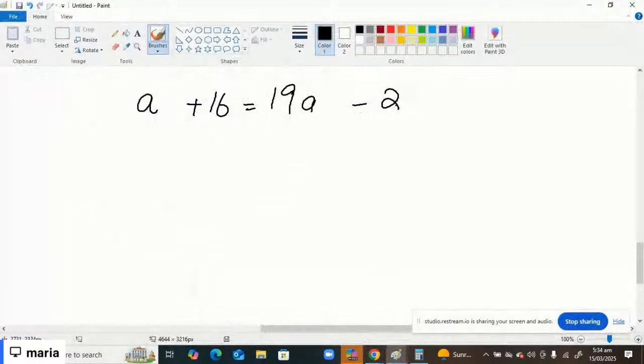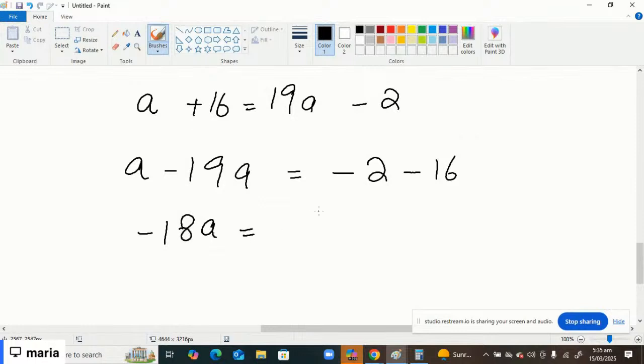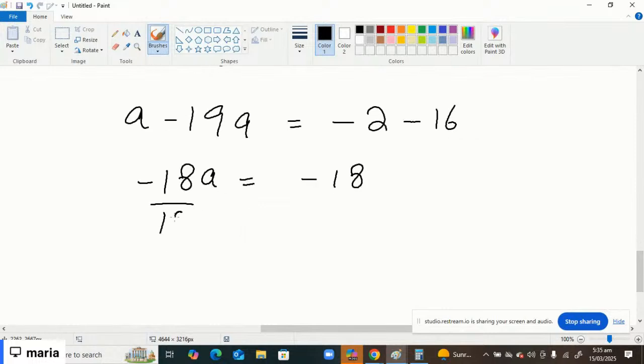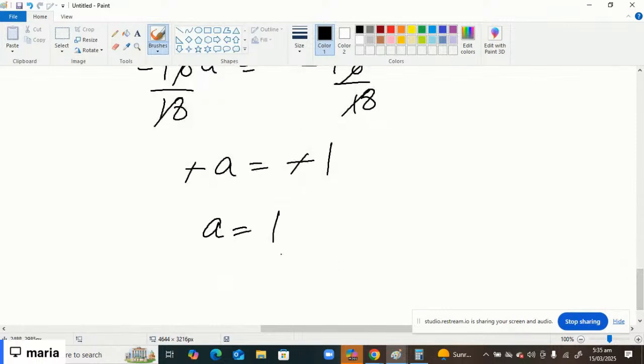So how can we combine the A terms? So just combining them out. This is A minus 19A. 19A is moving this way. And minus 2 minus 16. Okay. So A minus 19A, what is the answer? Minus 18A is equal to minus 18. Okay. Dividing both sides by 18. So this should cancel. Here, minus A is equal to minus 1. Minus minus signs cancel. So the value of A is 1.